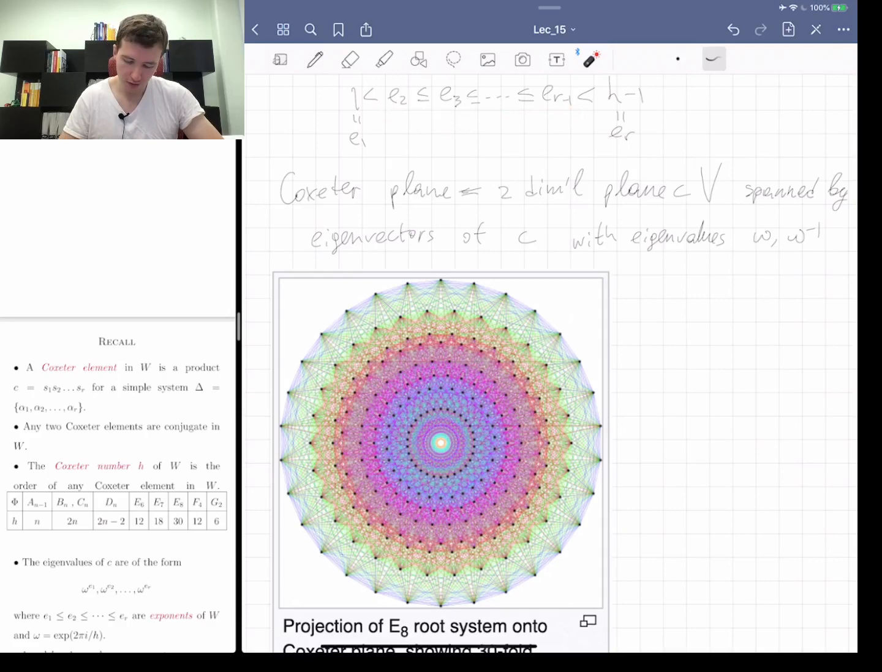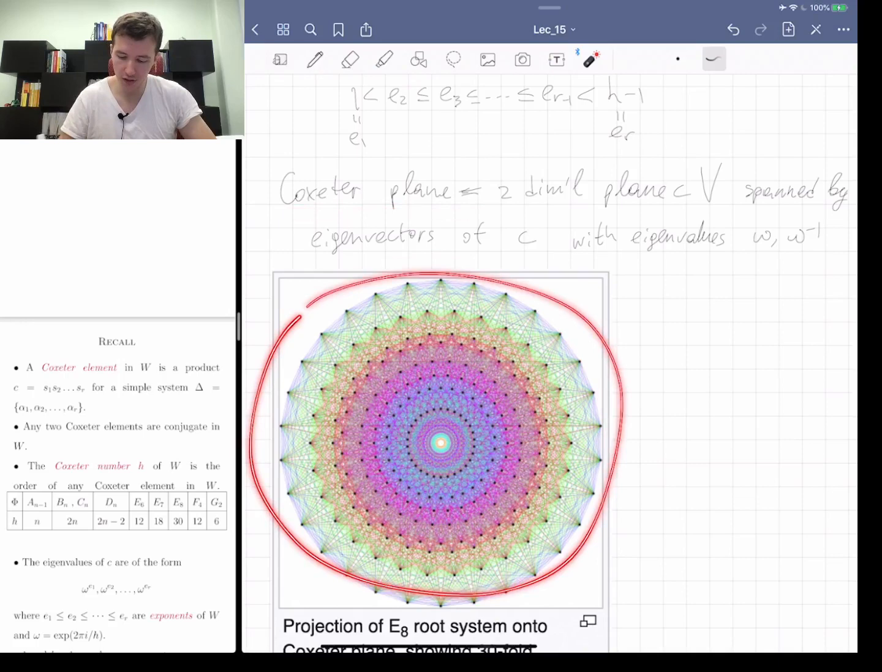So inside this Coxeter plane, the Coxeter element always acts by rotation of order h, right? Because these are the two eigenvalues. And that's it. So there is always this unique Coxeter plane where if you project your picture down, you're going to get something very, very nice looking.